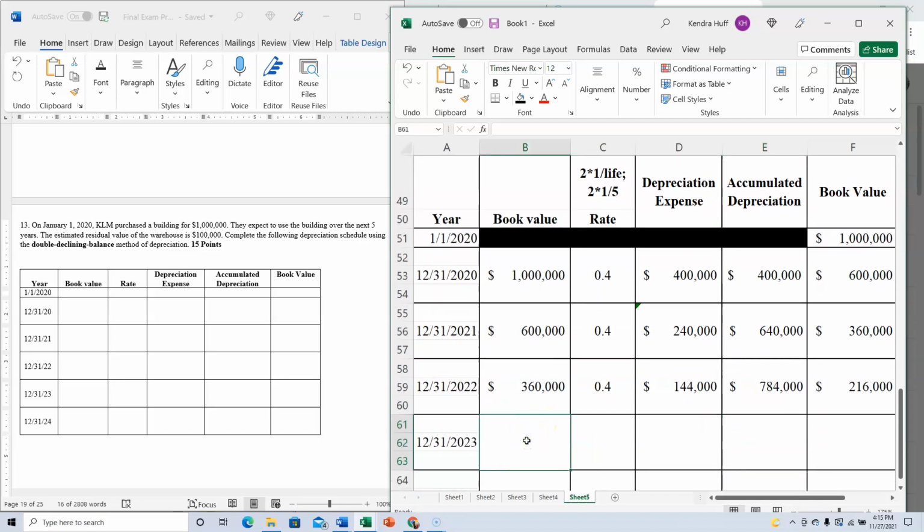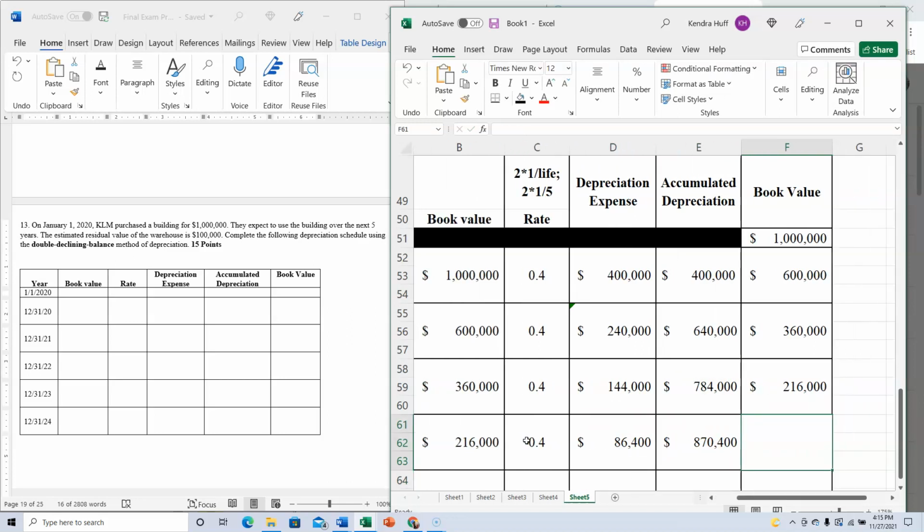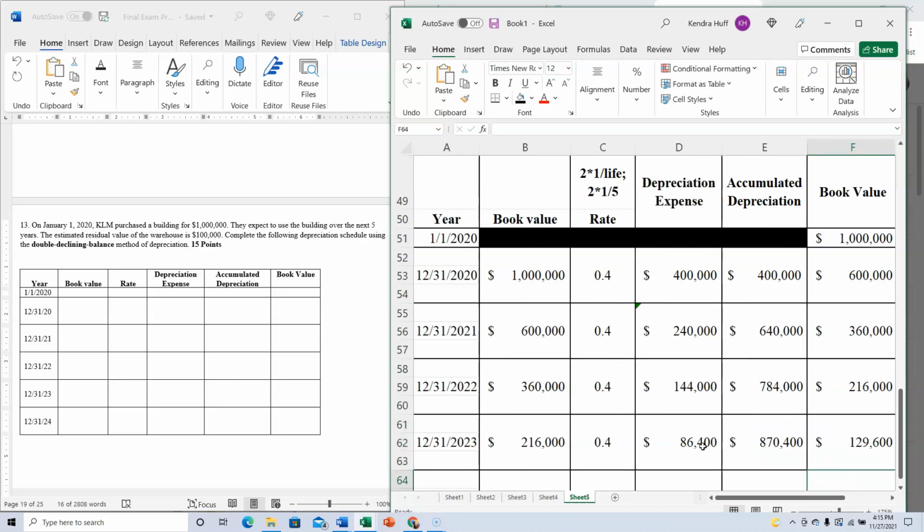And then 2023, we're starting off with 216,000. 0.4 is the rate. Multiply it out. And then our accumulated is the previous year plus the current year. Our book value is the original cost of $1 million minus our accumulated. And we're still above 100,000, so we're okay. We've done 1, 2, 3, 4 years. It's a 5-year life.